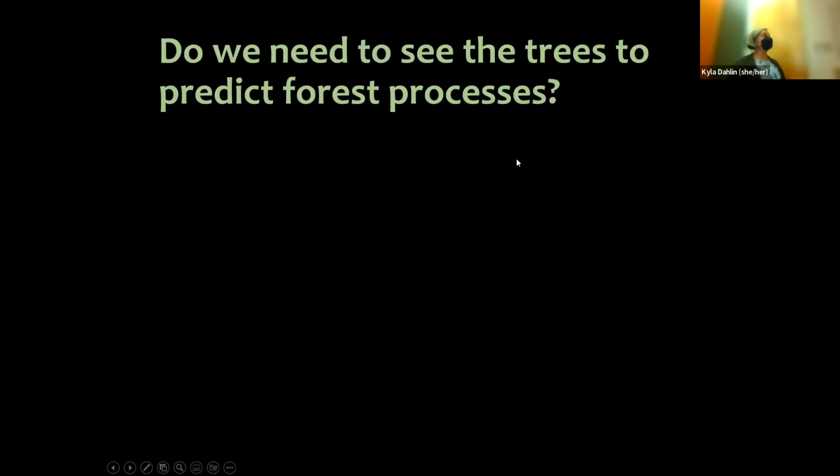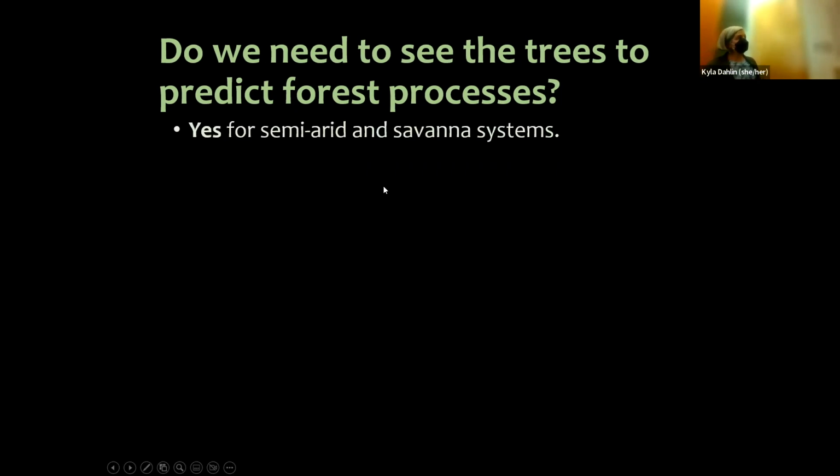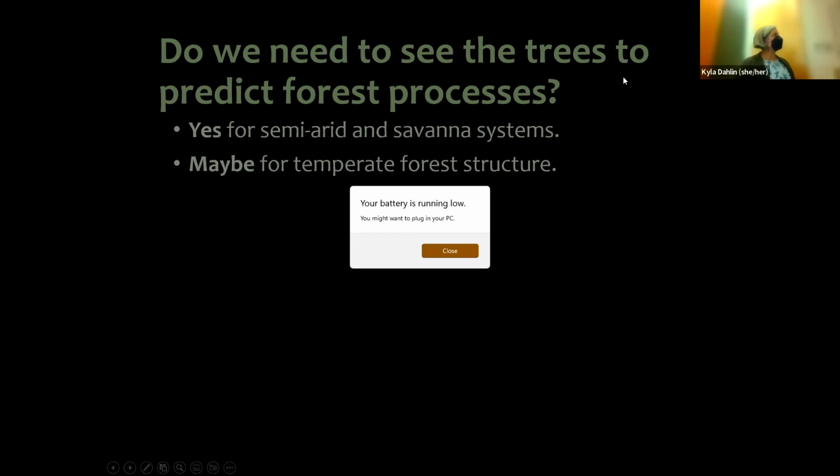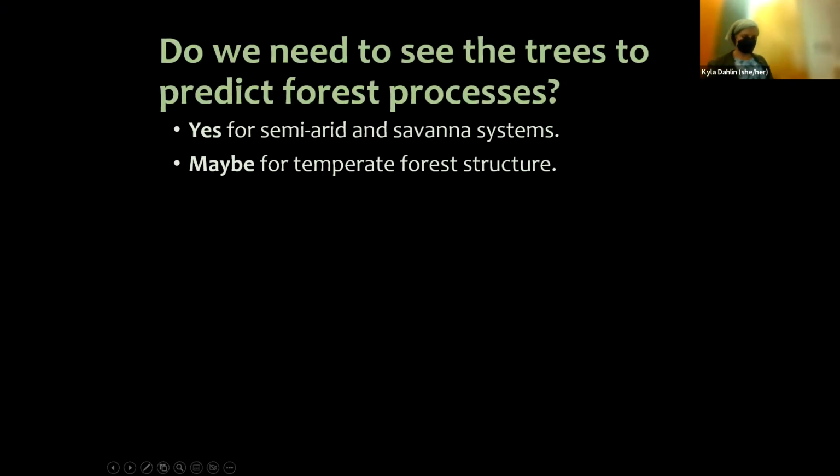So to go back to the original question of this talk: do we need to see trees to predict forest processes? I still think yes for semi-arid and savanna systems, depending on the specific process you're trying to understand. But I'm almost done, it'll be fine. There's a good chance that for temperate forests, maybe we don't need to know everything about every individual tree.